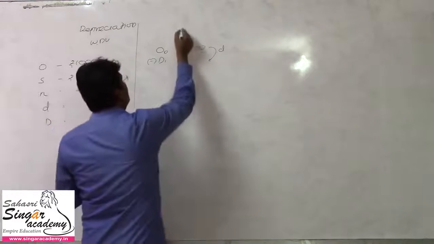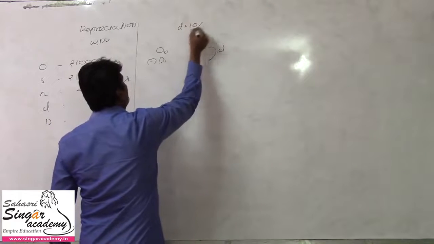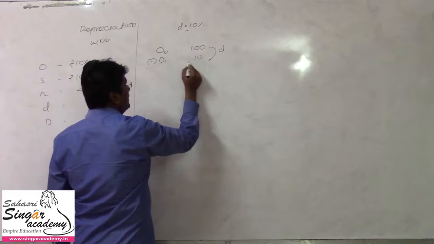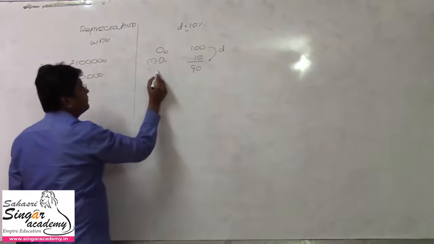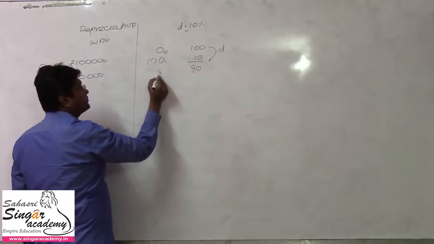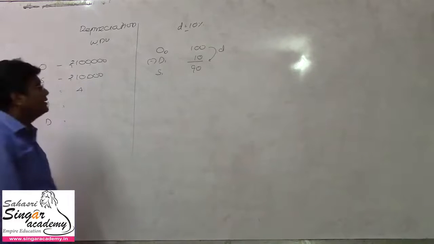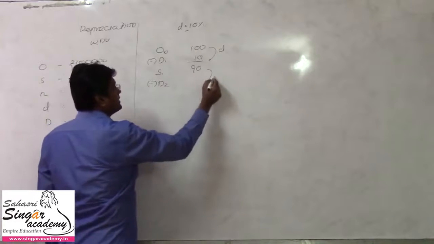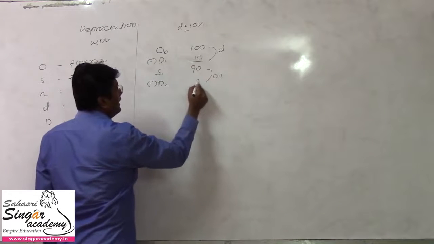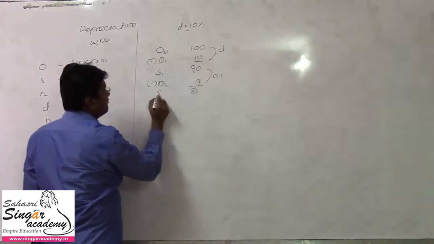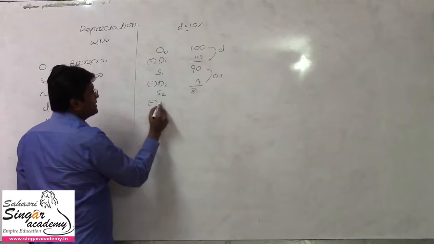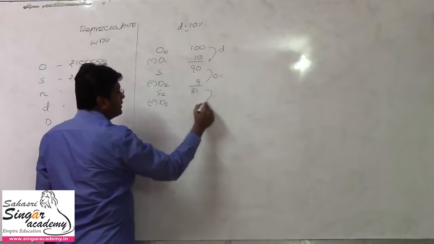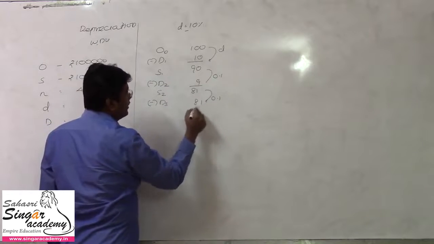Okay, assume the rate of depreciation is 10%. Then 10% of this 100, 10 rupees will go. So 90 will be the scrap value by the end of the first year. For the second year depreciation, you apply the same 10% on this. 81 rupees will be the scrap for the second year. Minus depreciation for the third year, if you apply 10% on this, it is 8.1.